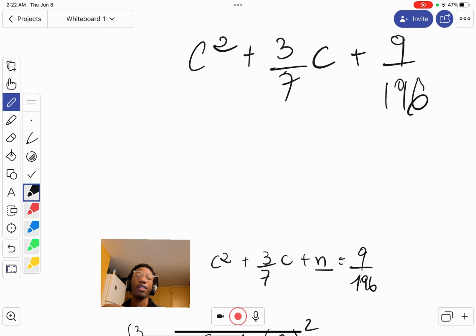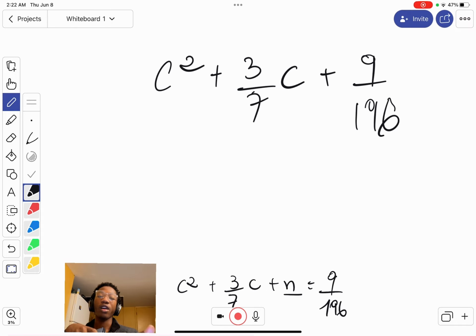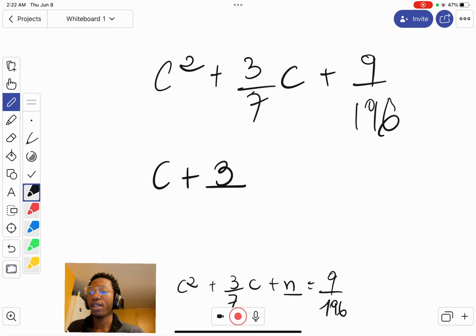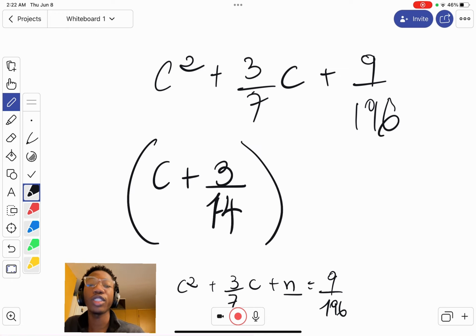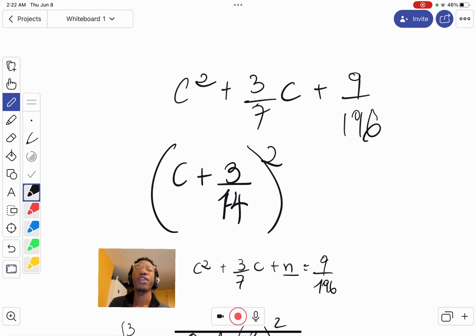Nice, yeah, 196. So we're gonna get the square root of the first term to factorize it, the sign of the middle, and the square root of the last term, which is the square root of a squared and the square root of b. So we already know the square root of 9 is equal to 3, and the square root of 196. Let's check real quick. Square root of 196 is 14. So our final answer will be c plus 3 over 14 squared, as the factorized form of the equation that we found, which is c squared plus 3 over 7c plus 9 over 196.